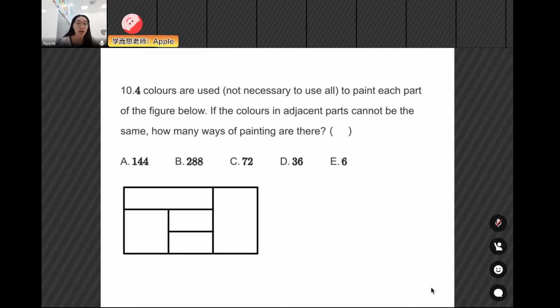Question 10 is about the addition and multiplication principle. Well, 4 colors are used, not necessary to use all, to paint each part of the figure below. If the colors in adjacent parts cannot be the same, how many ways of painting are there? Well, for such question, everyone, think about it. Which place is the most special one? Which place is the most special one?